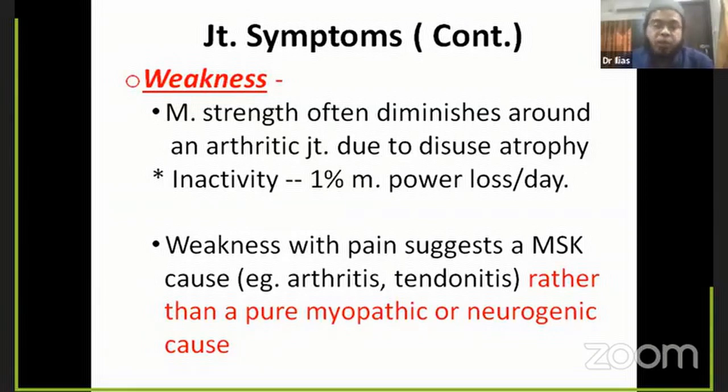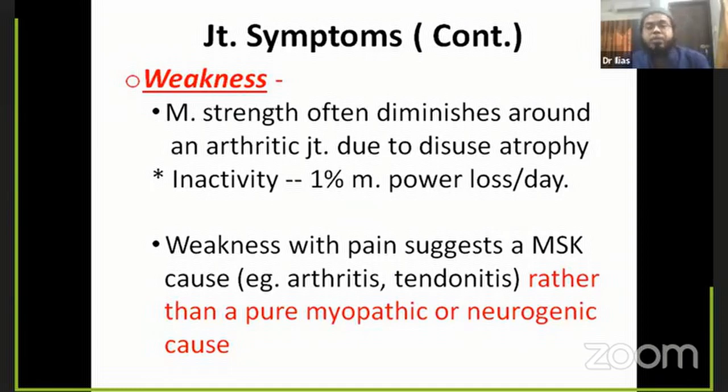So that's why whenever the patient has pain in the joint, or whenever the patient has synovitis in the joint, the patient will maintain some kind of inactive posture of the joint. So ultimately, the surrounding muscle will lose the strength. The surrounding muscle will lose its bulk. So ultimately, the muscle strength will be lost over here. So this is a very important thing. And another very important thing is weakness with the pain.